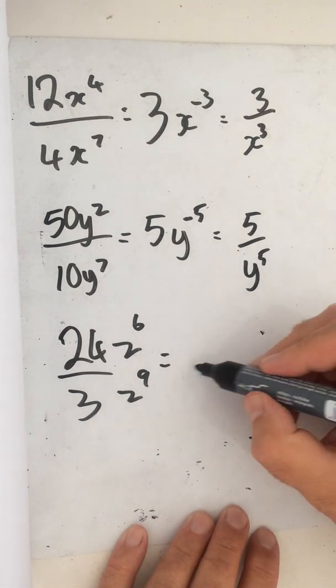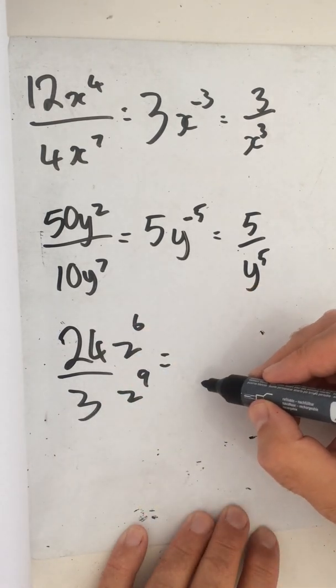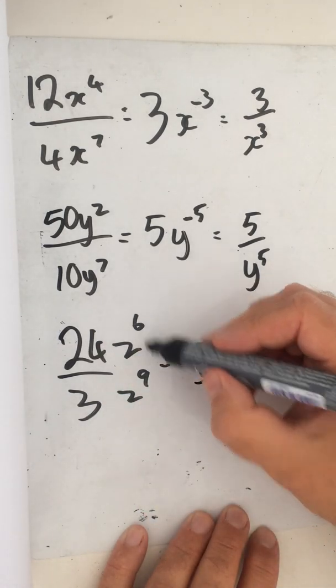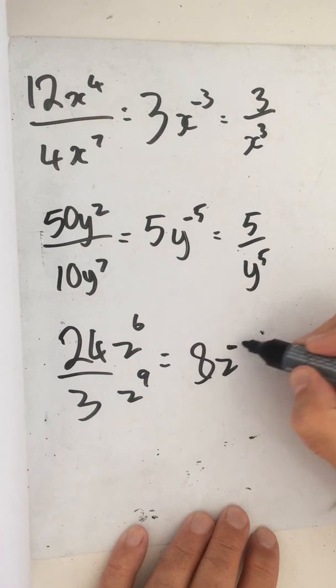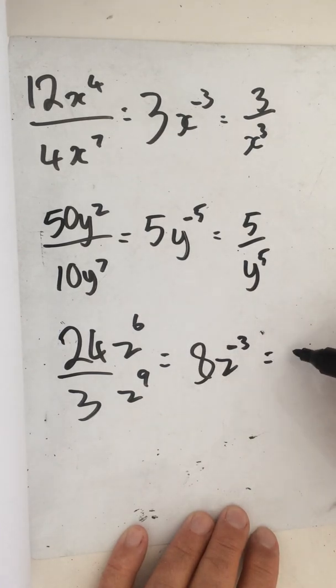Right, let's have a little look. How many 3's are in 24? 8. So we do the 6 take away 9, so we get z to the power of minus 3. So again, we're just going to put that 8 on the top, and we're going to do z cubed.